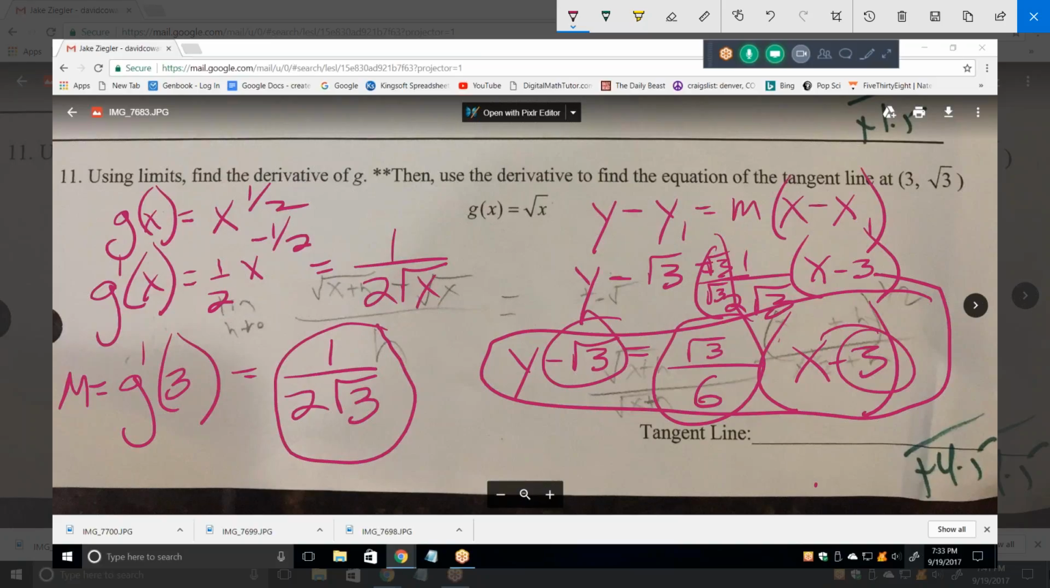Now, I'm not sure why they made you do it the hard way. I guess they still go backwards every now and then, huh? You saw how hard the hard way was, compared to the power rule, which was one step. But the key is to find your slope and then use the point slope. Okay?